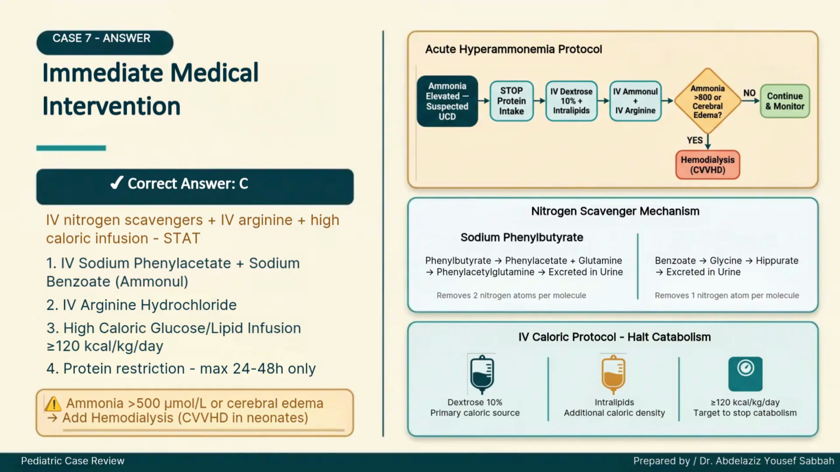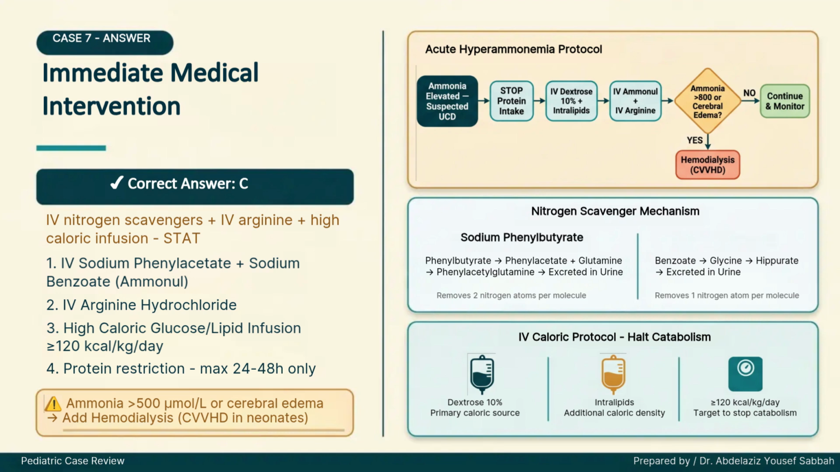The answer is C. Immediately start IV nitrogen scavengers plus IV arginine plus a high caloric infusion. This is a stat intervention. IV sodium phenylacetate and sodium benzoate open an alternative route for nitrogen excretion. IV arginine hydrochloride supports the cycle. And a high caloric glucose and lipid infusion, at least 120 kilocalories per kilogram per day, halts the catabolism that's generating more ammonia. Protein is stopped, but only for 24 to 48 hours.